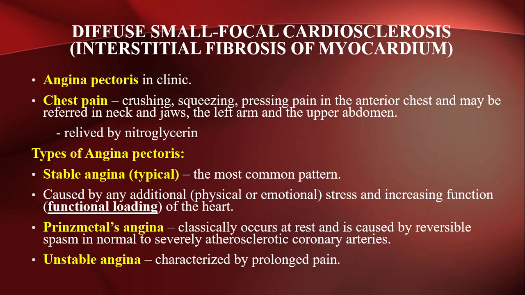There are three types of angina pectoris. Stable angina is the most common pattern, caused by any additional stress and increasing function of the heart. Prinzmetal angina classically occurs at rest and is caused by reversible spasm in normal to severely atherosclerotic coronary arteries. Unstable angina is characterized by prolonged pain.